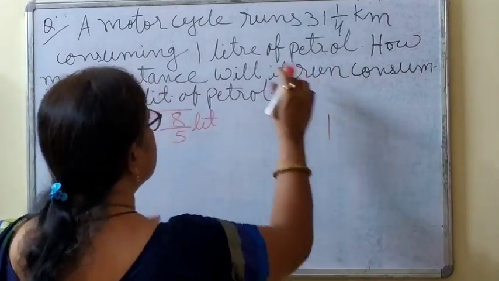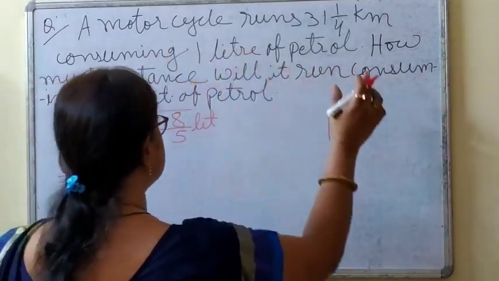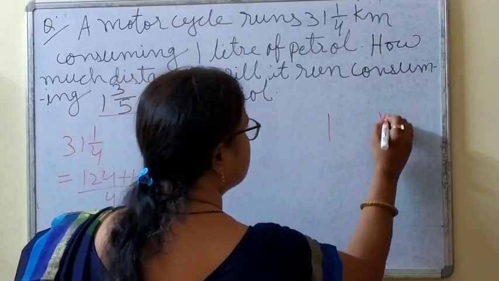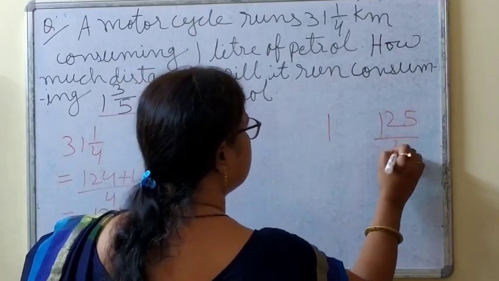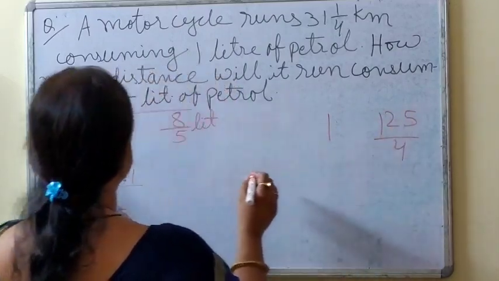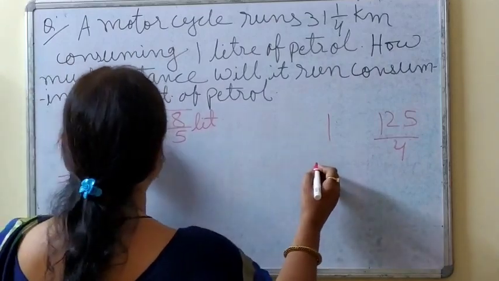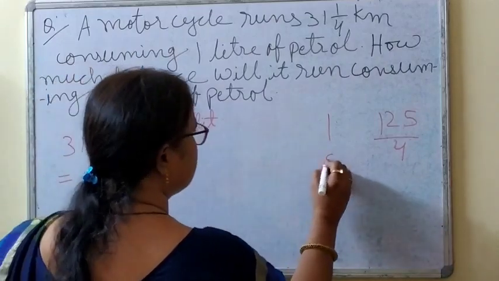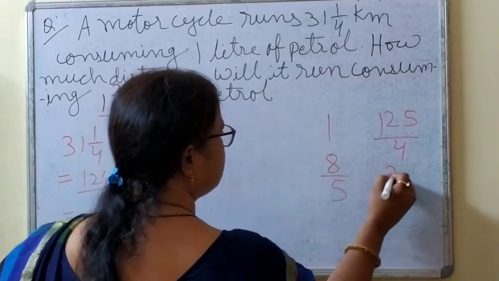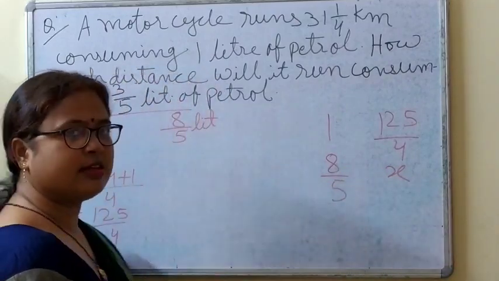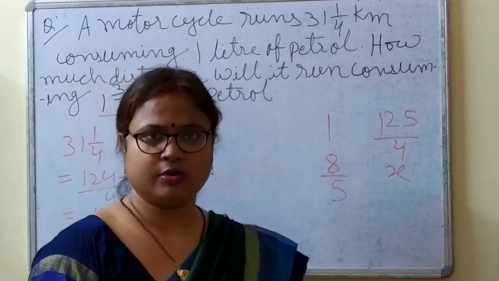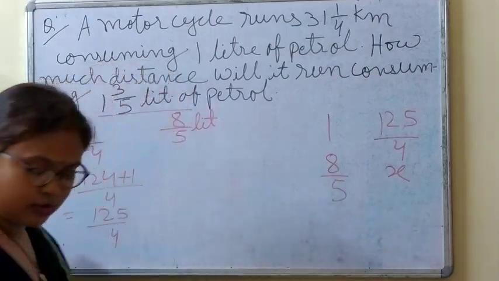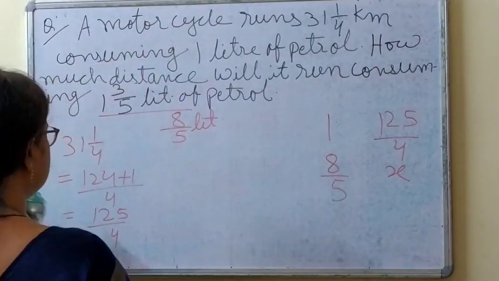Okay. So in 1 liter the motorcycle runs how much distance? 125/4. Okay. And for 1 3/5, which means 8/5 liters, it will run what? More or less? It will run more distance. So what will we do? We will solve it. Clear?